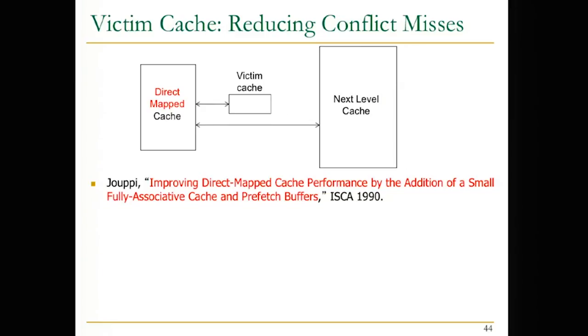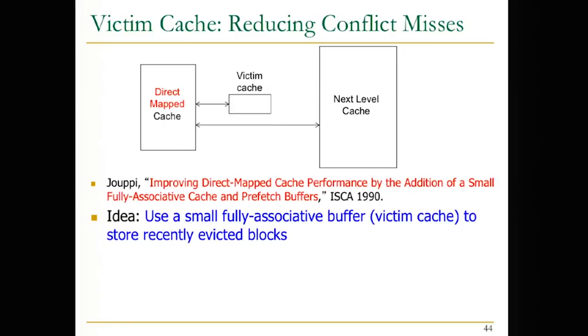And processors have actually employed victim caches over time. The basic idea is very simple. Associativity is complex. So we want a direct map cache, faster access, right? We have a lot of benefits. You know the benefits very well by now. But direct map cache has these conflicts. So why not add a small victim cache that keeps the recently evicted blocks and make the victim cache reasonably associative, let's say fully associative, as proposed in this paper. That's the idea: use a small, fully associative buffer, the victim cache, to store recently evicted blocks.